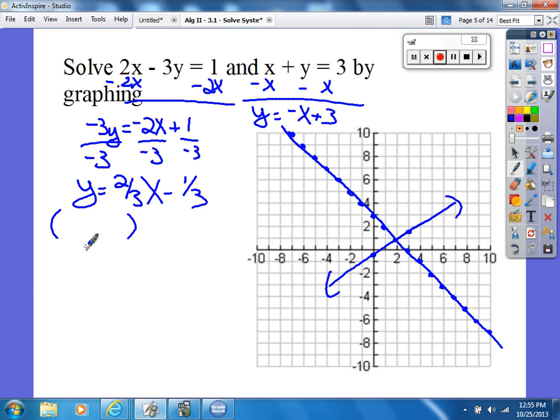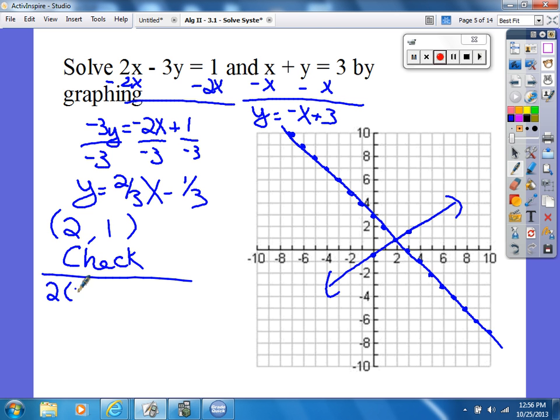Mackenzie, where do my 2 lines meet? Perfect. 2, 1. Now, I don't believe Mackenzie. What do I have to do in order to prove she's right? Plug it in. Or the way I like to say, check. You always check in the original equation. So I'm going back up to the black equation.